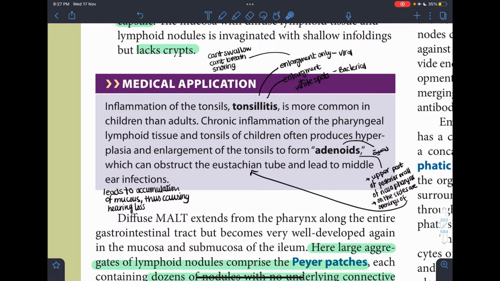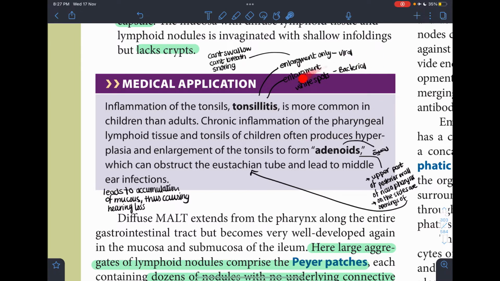So symptoms of tonsillitis in children are the inability to swallow food, inability to breathe, snoring, sleep apnea, and so on. So tonsillitis, when the tonsils are inflamed and enlarged, is a viral infection, and when they are inflamed, enlarged, and have white spots, it is a bacterial infection.